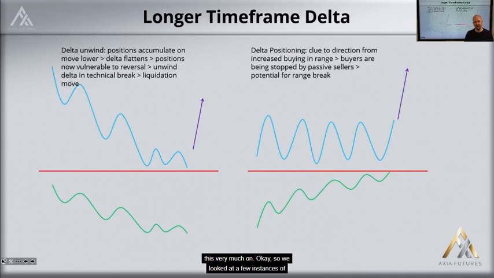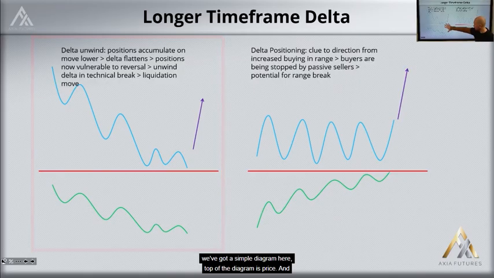Okay, so we looked at a few instances of using your delta on a short time frame to initiate a trade, to confirm a trade, to preempt a trade. What we're going to have a look at now is viewing it from a longer time frame perspective. Each of the previous examples we brought down onto a kind of execution, 1 minute, 5 minute time frame. What we're going to do now is look at things from a slightly larger time frame.